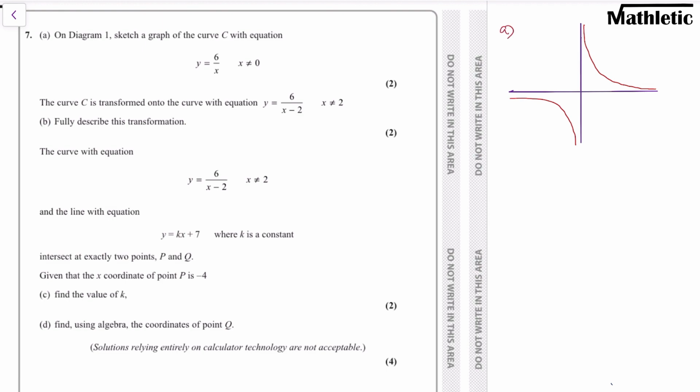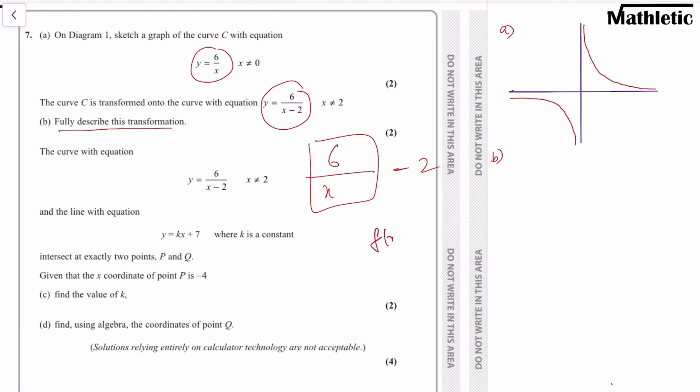So this is part A. For part B, we need to describe this transformation and the rules. And the initial curve was 6 by x. This is transformed into a new curve, 6 by x minus 2. So if we had this minus 2 separately, then it's actually f of x minus 2, as in you are shifting the y coordinates. But since the minus 2 is at the denominator level, it's actually changing the x coordinate. So it's a horizontal translation. For negative, it's actually towards right.